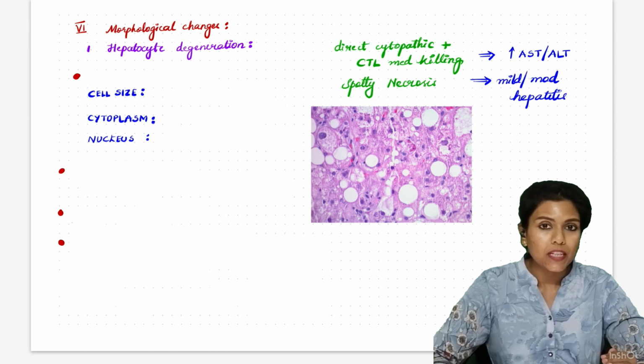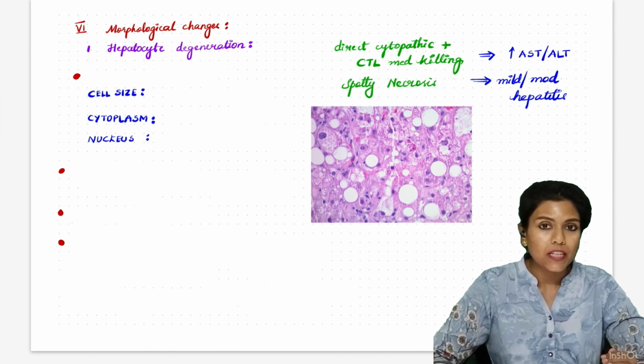This is a ballooned hepatocyte. This is a hydropic change, that is, vacuolar cytoplasm because of impaired metabolism. Ballooning of hepatocytes is because of sodium potassium pump failure, whereas this vacuolar cytoplasm is because of impaired metabolism of lipids and glycogen. These are the apoptotic bodies, or the Councilman bodies. It is due to apoptosis induced by the cytotoxic T lymphocytes. This is about the hepatocyte degeneration.